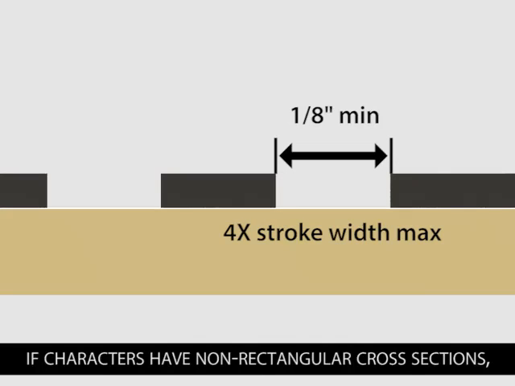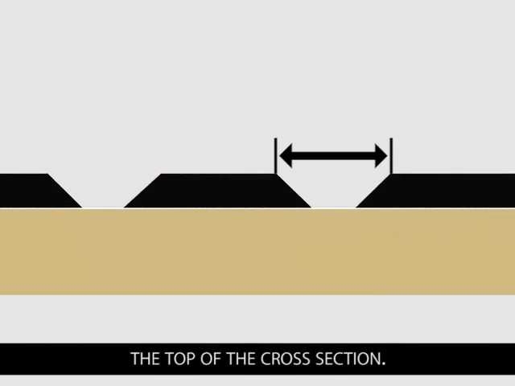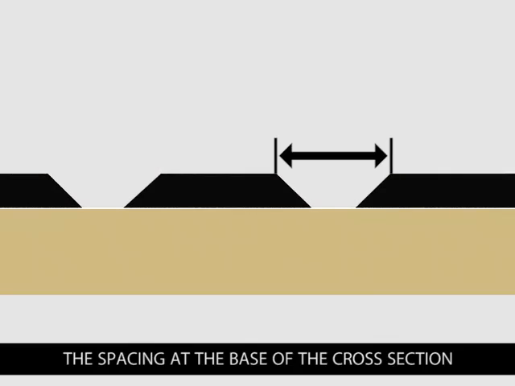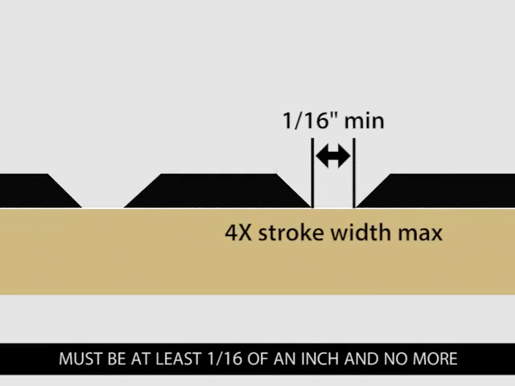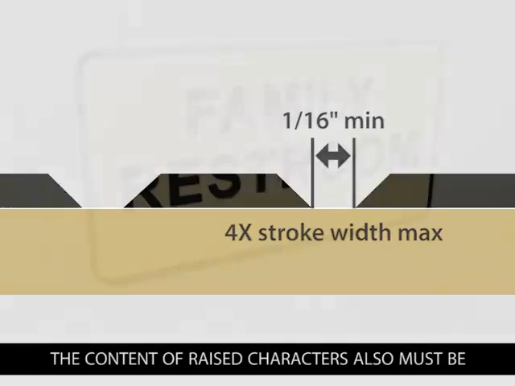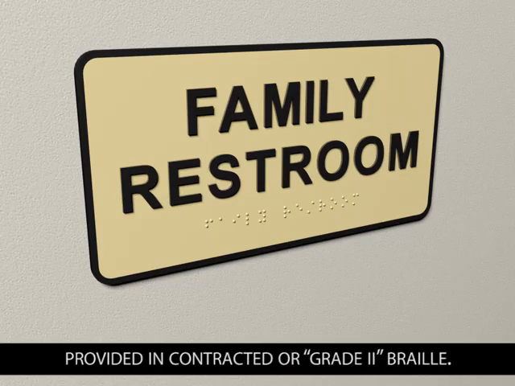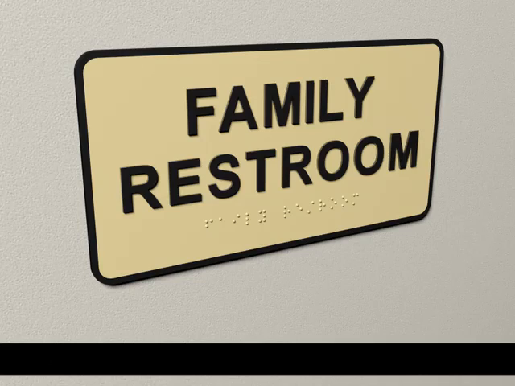If characters have non-rectangular cross-sections, this spacing range applies to the top of the cross-section. The spacing at the base of the cross-section must be at least 1/16 of an inch and no more than 4 times the character stroke width. The content of raised characters also must be provided in contracted or Grade 2 Braille.